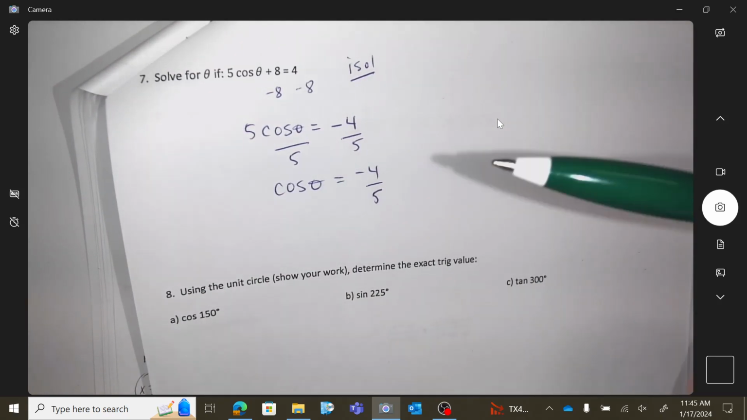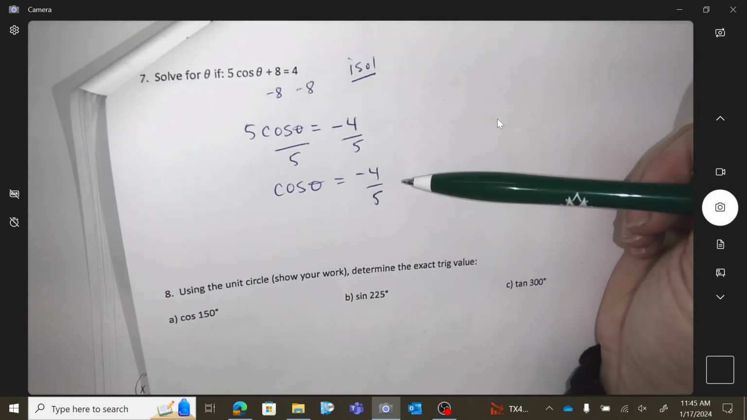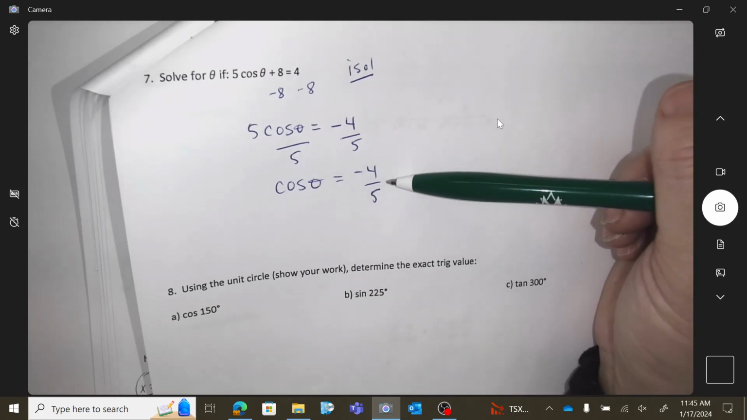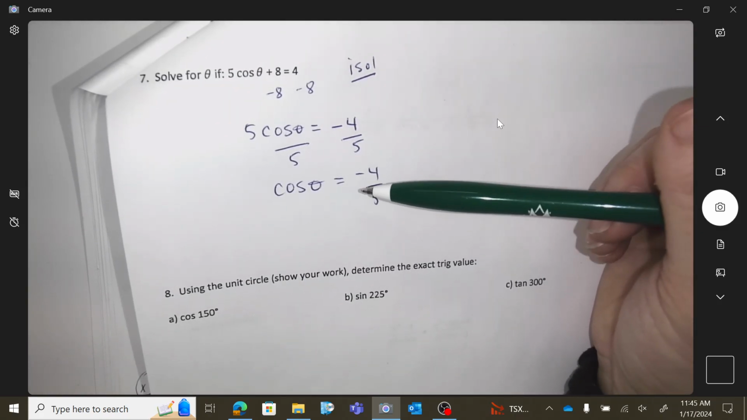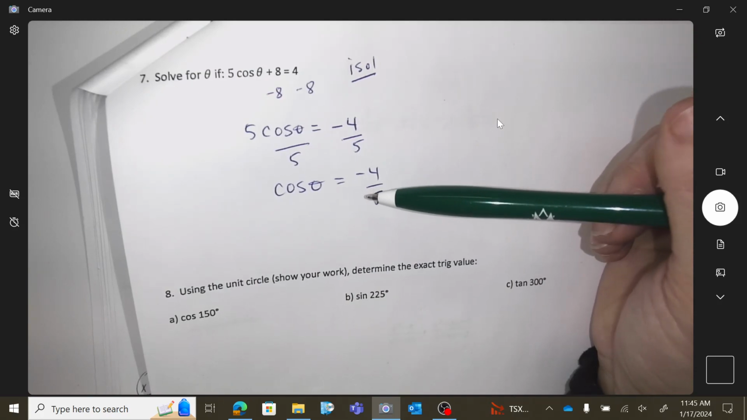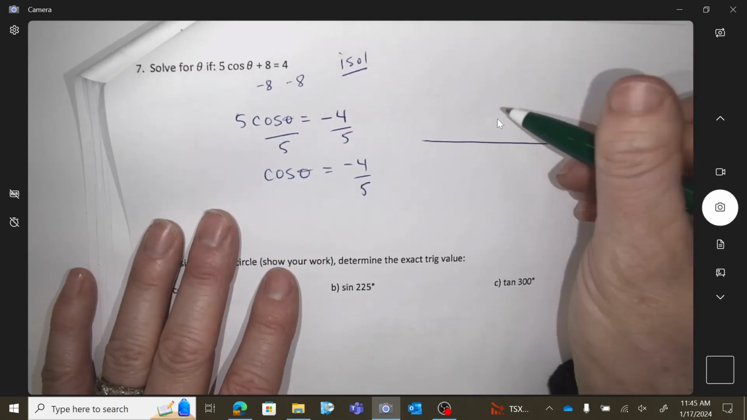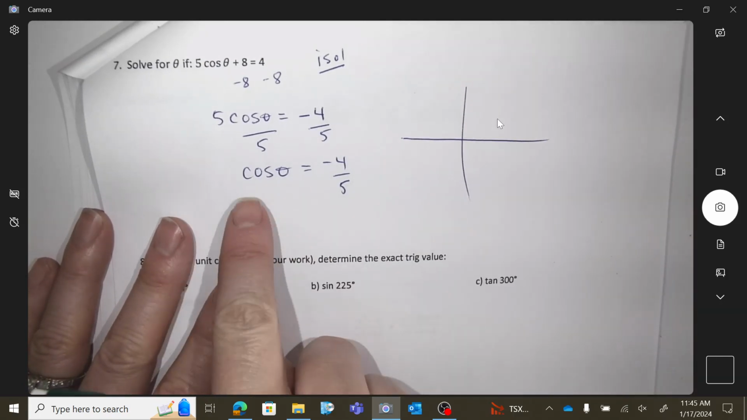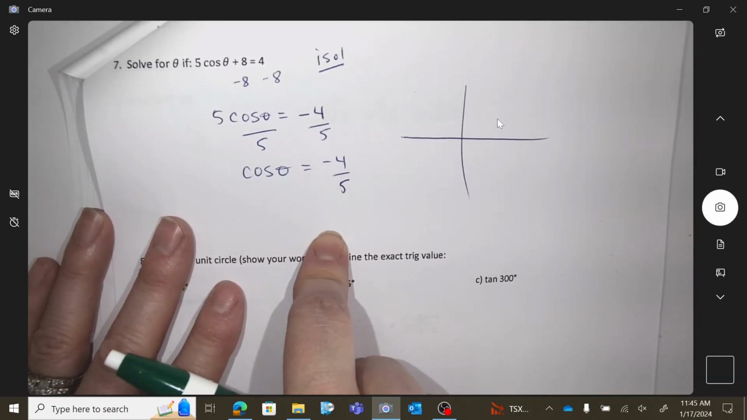Okay, right now, this is called a trig value. So I don't have the angle. This is where I need to go. I want the angle. So what are your steps again? ASTC. Where does cos have a negative trig value?